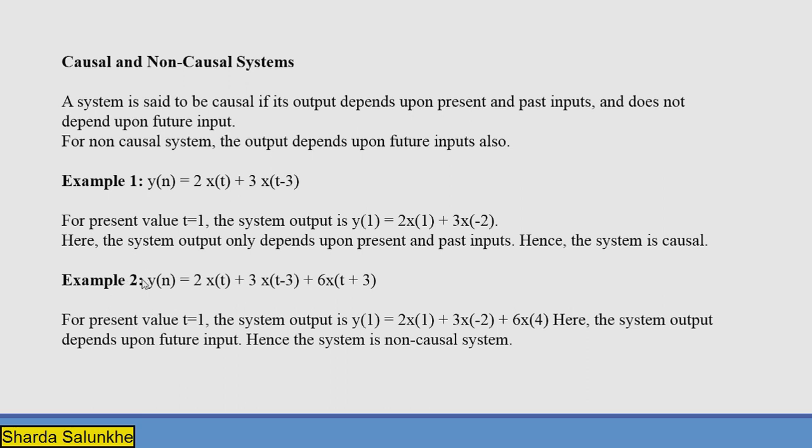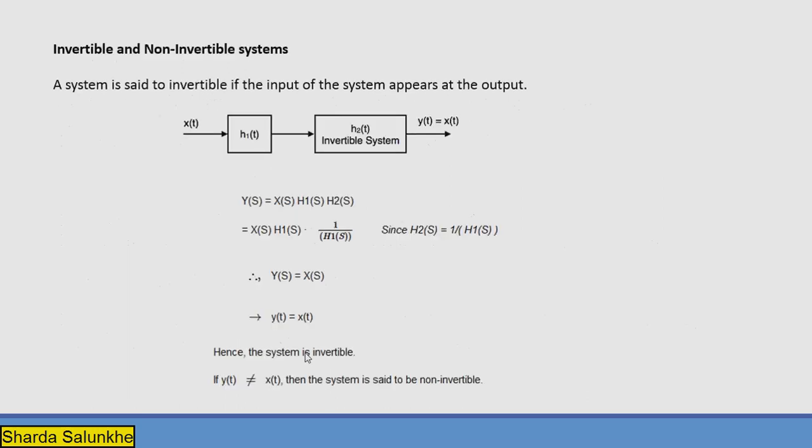That is, we can check with example 2, that is y of t is equal to 2x of t plus 3x of t minus 3 plus 6x of t plus 3. For the present value t is equal to 1, the system output is y of 1 is equal to 2x of 1 plus 3x of minus 2 plus 6x of 4. Here the system output depends upon the future input also. Hence the system is a non-causal system.